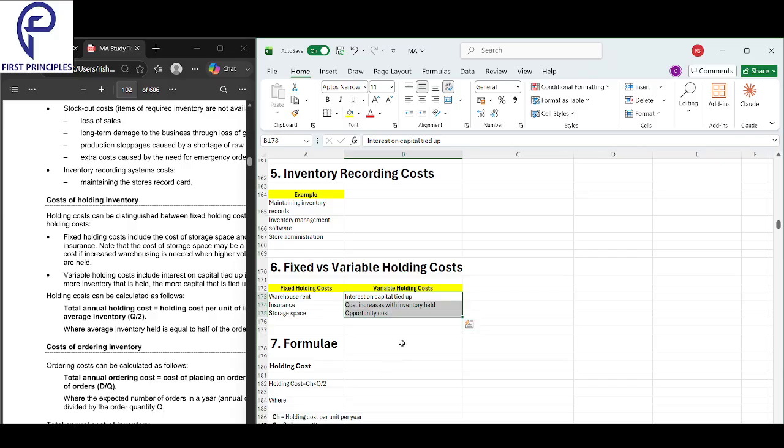And finally, opportunity cost, right? If you're losing sales, the more sales you're losing, the more money you will be losing. So certain elements are fixed, certain are variable. Rent, insurance, storage are your fixed costs. Interest cost increases with inventory, and opportunity cost is your variable cost.